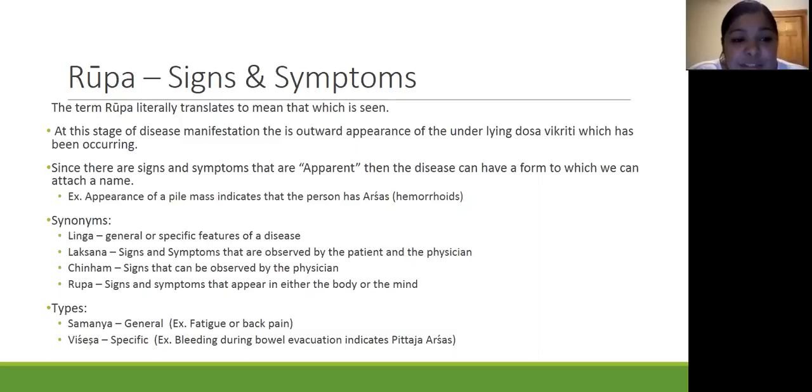So there are synonyms, different words or terms used for rupa. This again is also described in Charaka Samhita. Different signs or synonyms that we use for rupa is linga, which also means general or specific features of a disease. Lakshana also means signs and symptoms that are observed by the patient and the physician. Okay, so one great thing that the acharyas did when they wrote these texts is they wrote in both perspectives, what the patient is going to describe to you, what they're feeling, as well as what you are going to observe in the patient. Okay, so lakshana is those signs and symptoms that you both can observe.